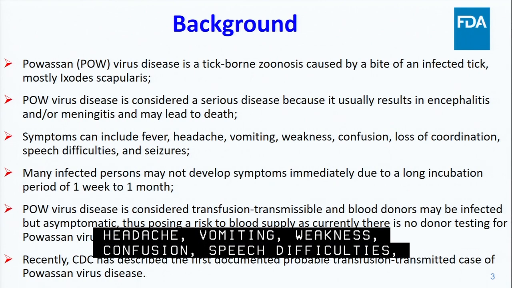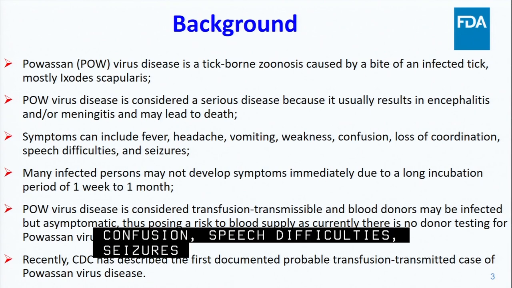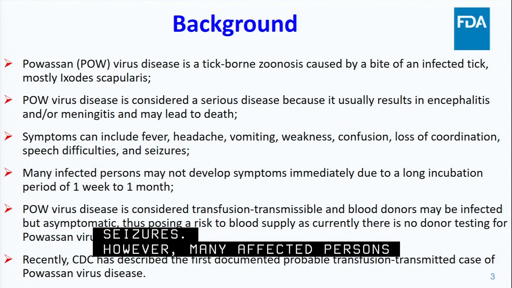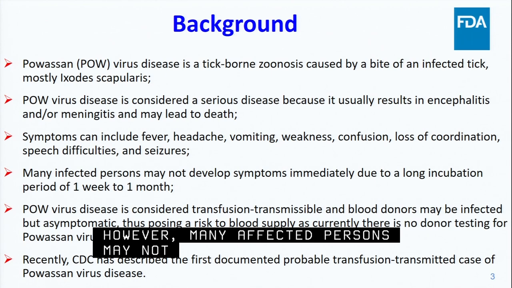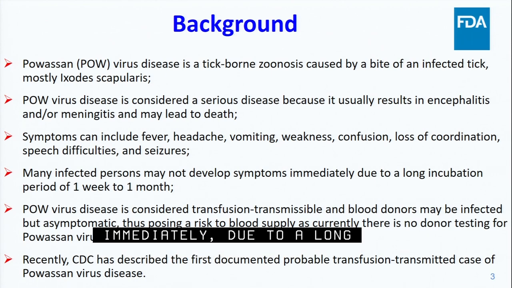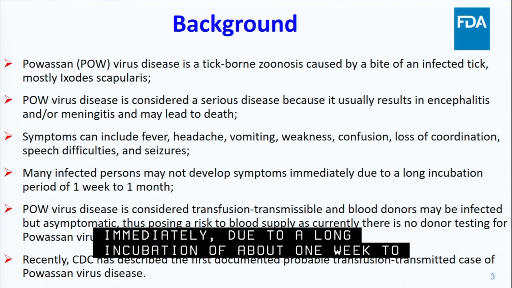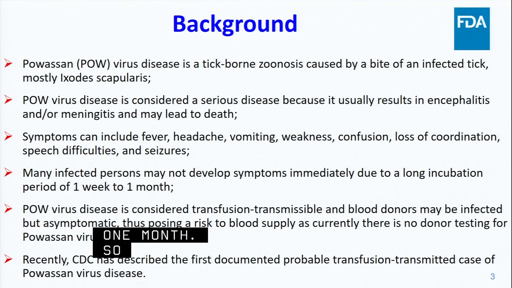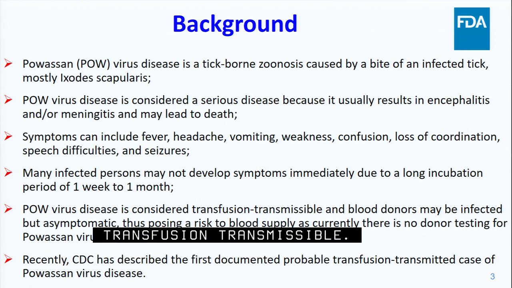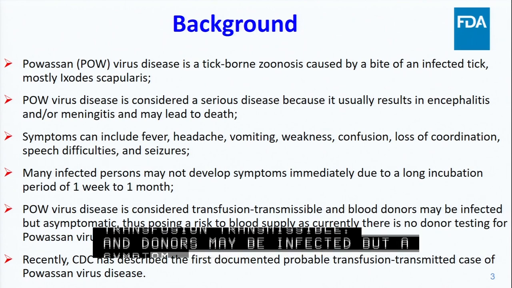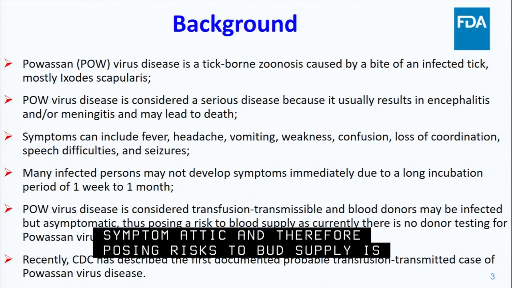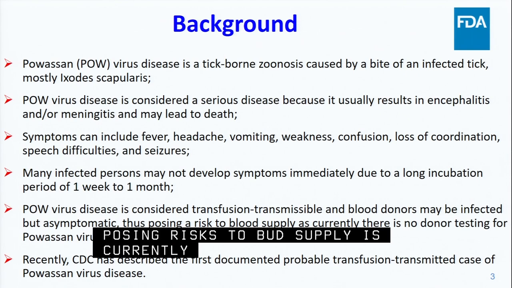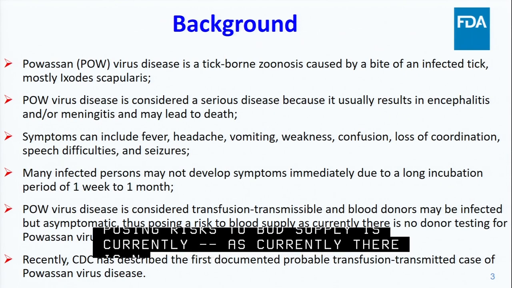Also, Powassan virus disease is considered transfusion transmissible. Donors may be infected but asymptomatic and therefore pose a risk to the blood supply, as currently there is no donor testing for Powassan virus disease. Recently, in fact, CDC's Dr. Gould described to FDA the first documented, probable transfusion-transmitted case of Powassan virus disease.